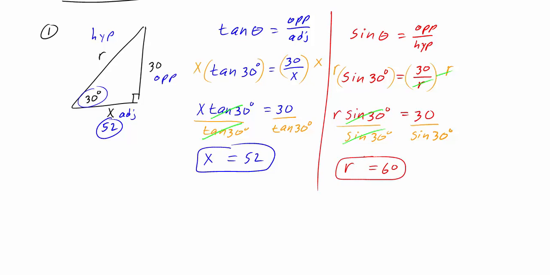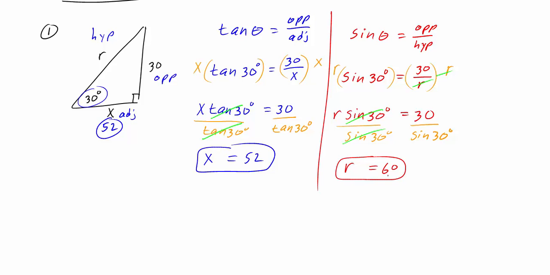So there we have solved for x and we solved for r. And we can actually double check this. Now because we rounded, it's not going to come out exactly, but if we try the Pythagorean theorem of 52 squared plus 30 squared, does that equal 60 squared?